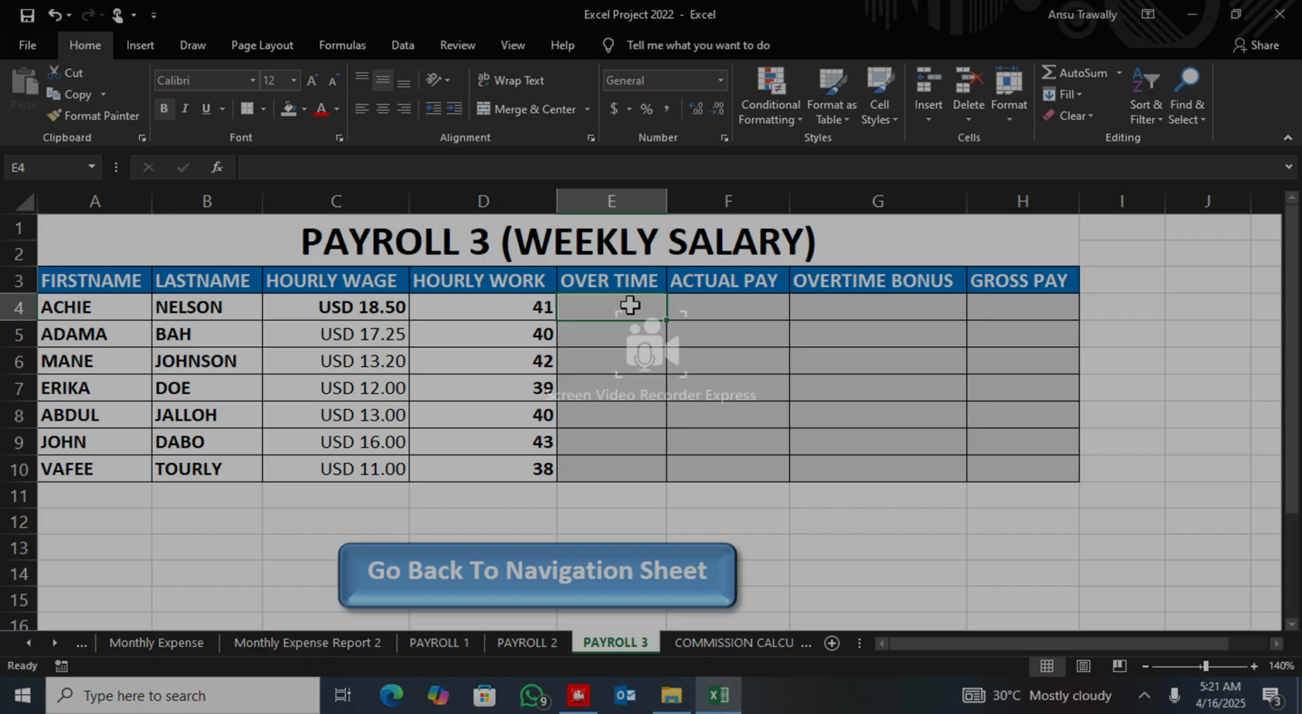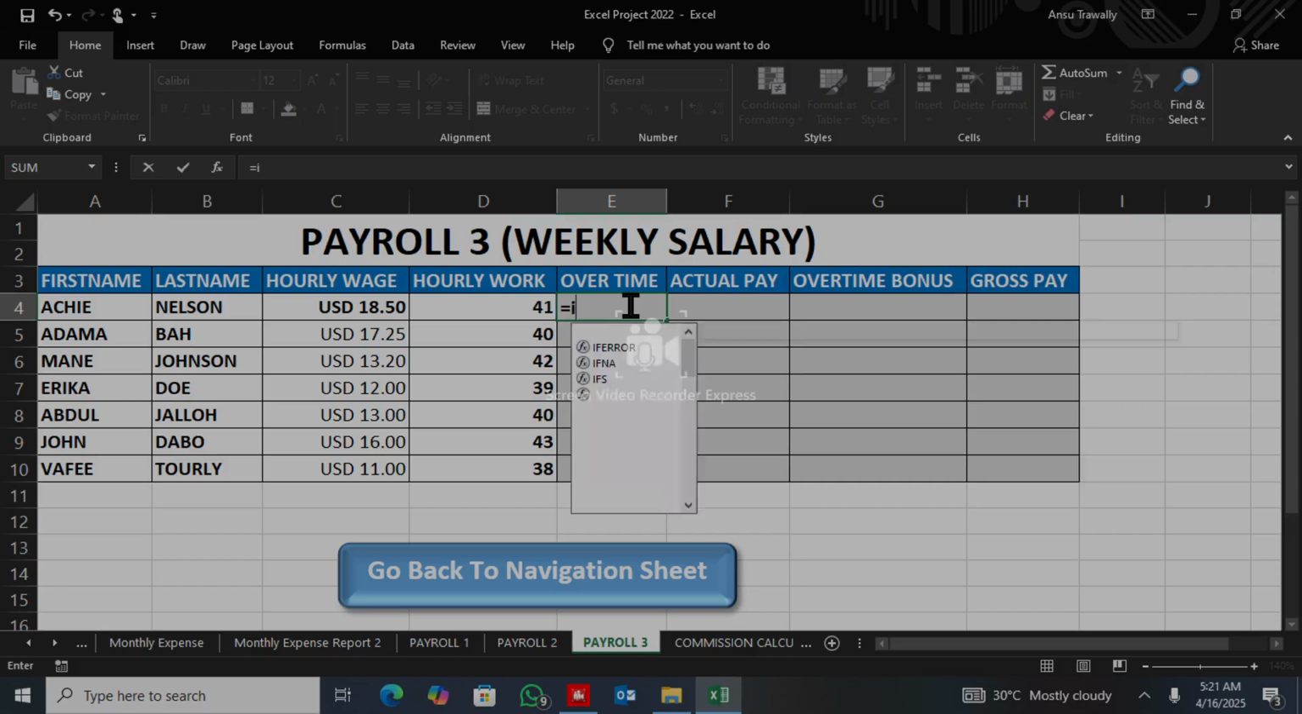Now, the first thing we should look for is overtime, right? To find this overtime, you say this will be equal to IF, then hit the tab key, the hourly work is greater than 40. The reason why we are using 40 in this payroll is that the amount of hours you're supposed to work is 40 hours. This is why we are using 40. If it is greater than 40, you take the same hourly work minus 40, comma 0.